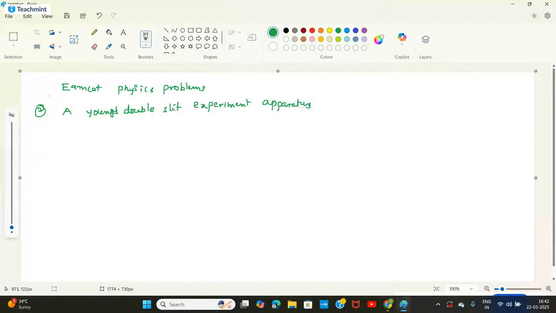Apparatus has slits separated by 0.2 millimeters and a screen 60 centimeters away from the slits.